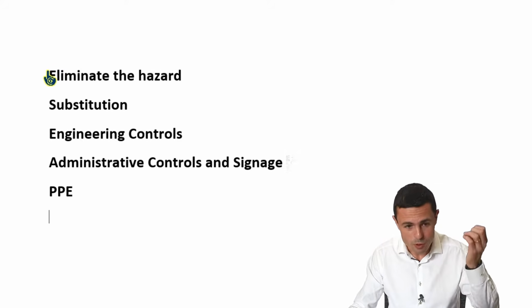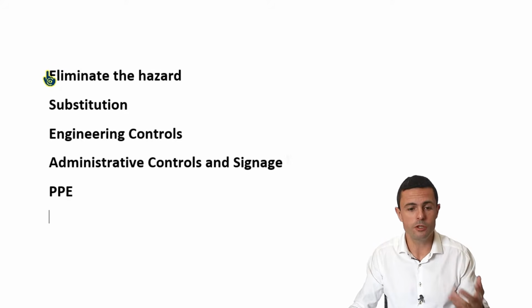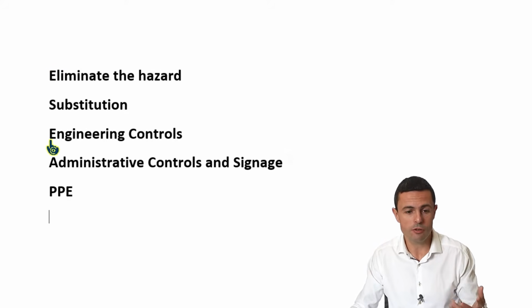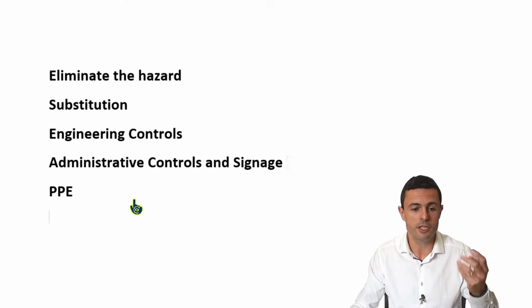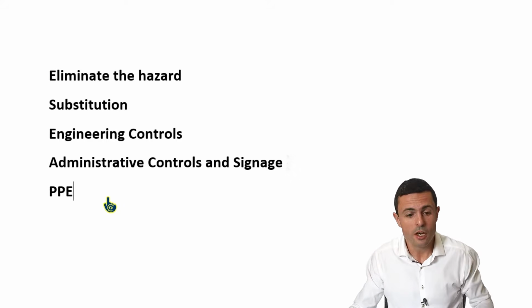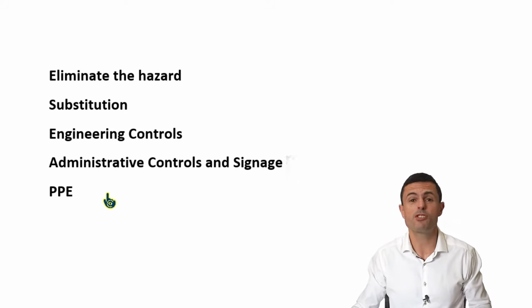Here it is. We eliminate the hazard, that's the preferred option, substitute, engineering controls, administrative controls and signage, and PPE. So I get a bit frustrated when I see students answering an exam question about the hierarchy of controls and they're not using that language.